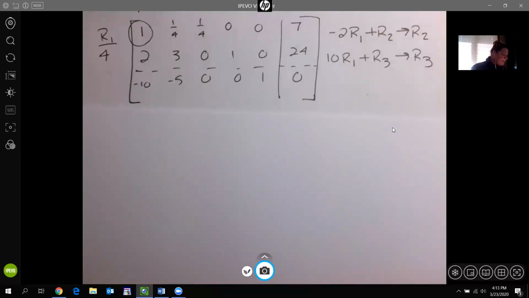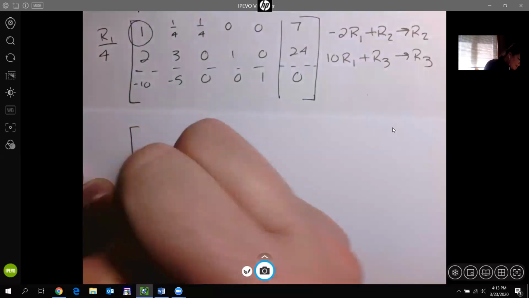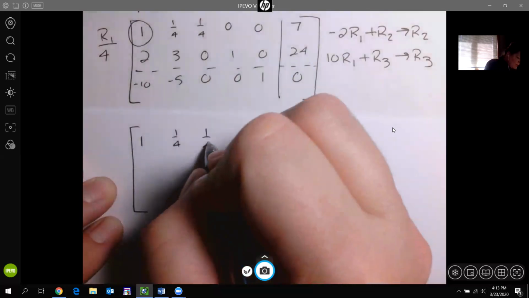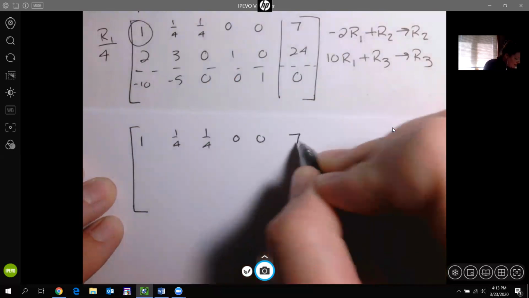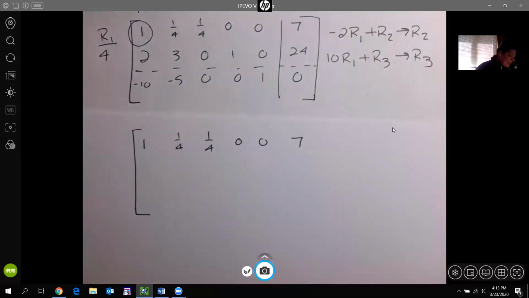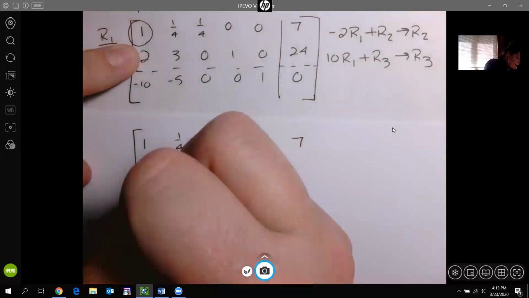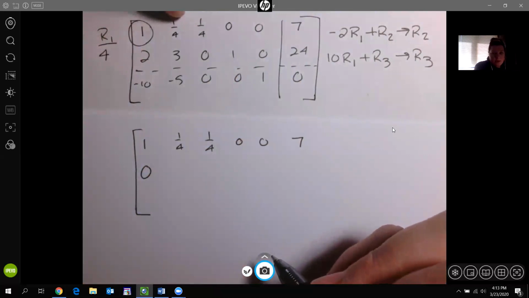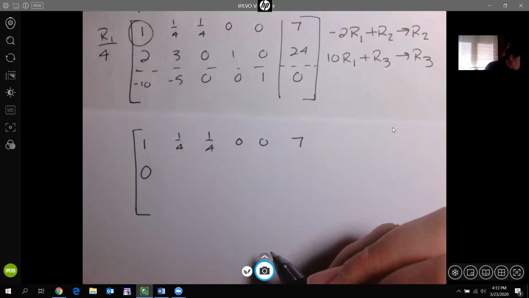Okay, so from here, we're going to do the first row staying the same. 1, 1/4, 1/4, 0, 0, 7. And then we're going to take negative 2 times 1 plus 2 is 0. Negative 2 times 1/4 is going to be negative 1/2. Negative 1/2 plus 3 is going to give me 5/2.